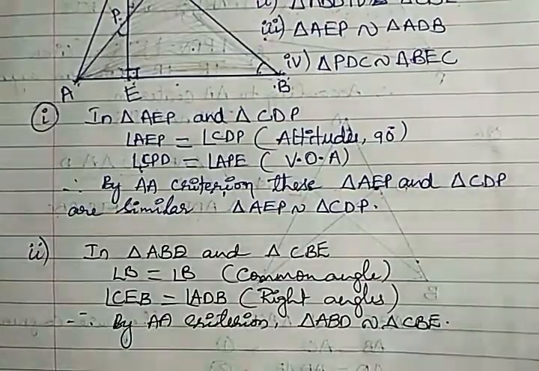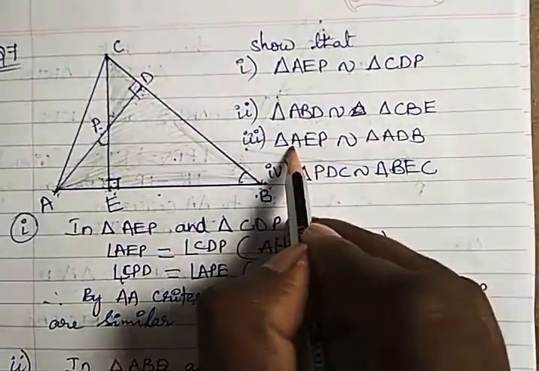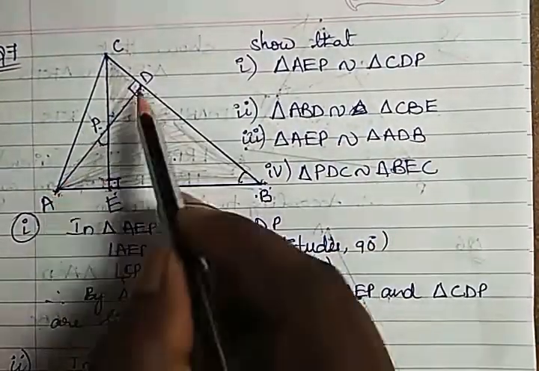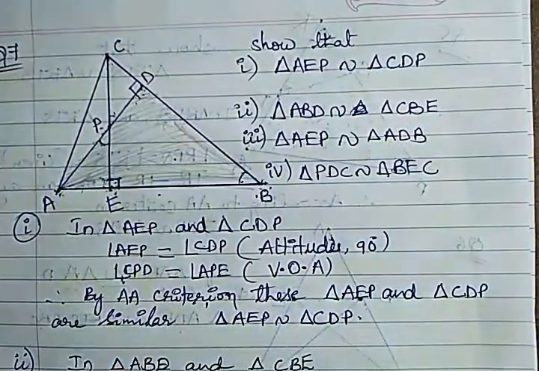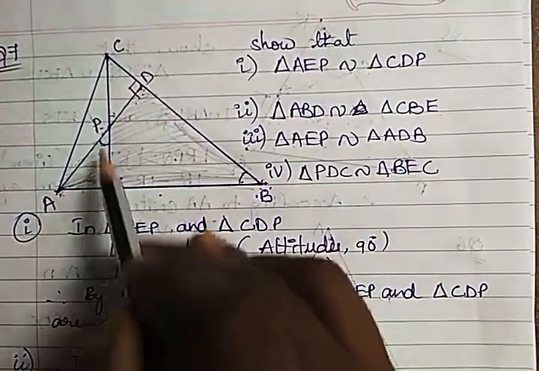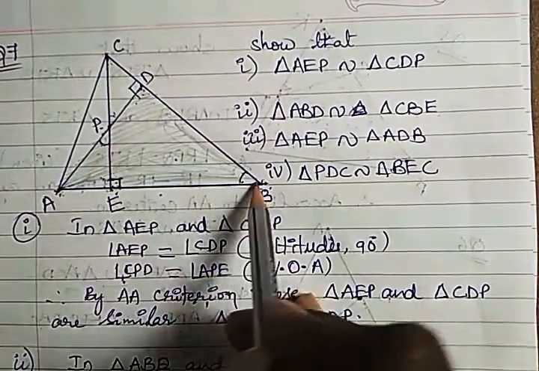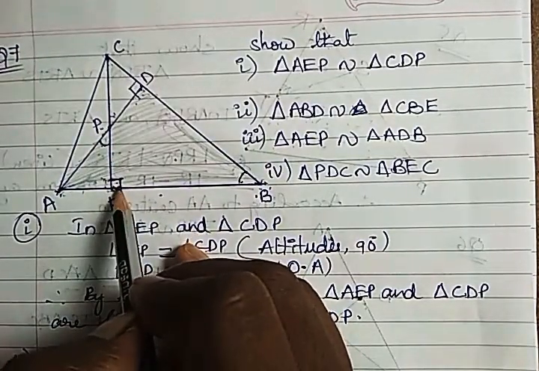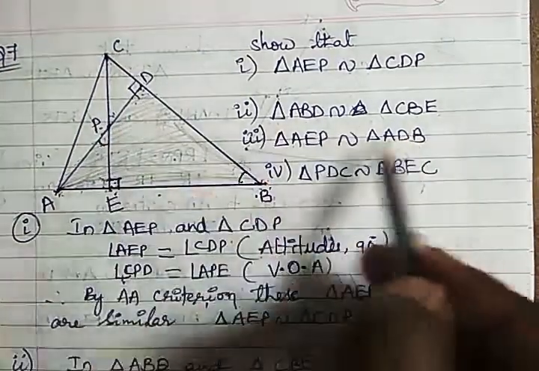Now third part of the question is AEP. This is AEP, the smaller triangle, and ADB. This is bigger triangle. So I'll rub this portion. This portion is not there. So only this much. AEP, the smaller triangle, and ADB. Again, in these two triangles, if you see AEP, at E we have 90 degrees. ADB, in this also we have 90 degrees.